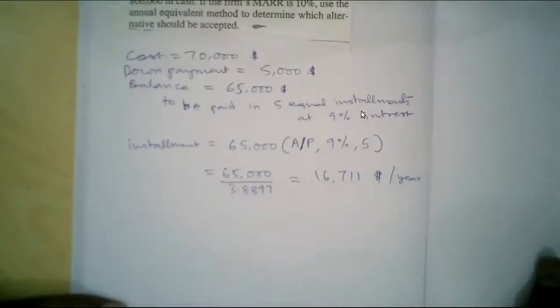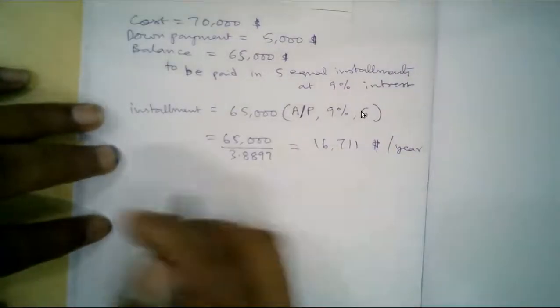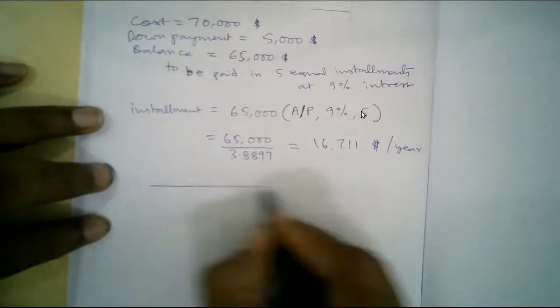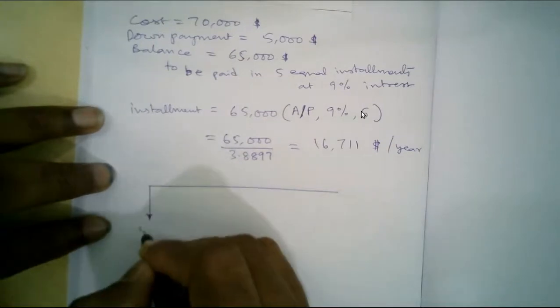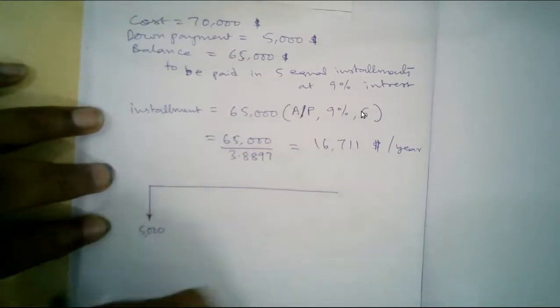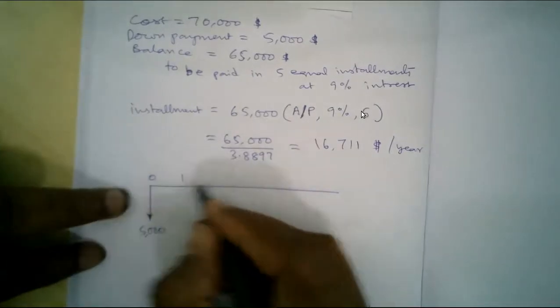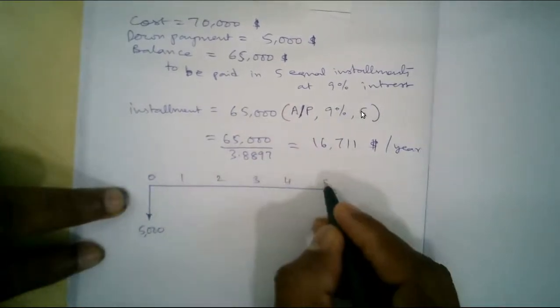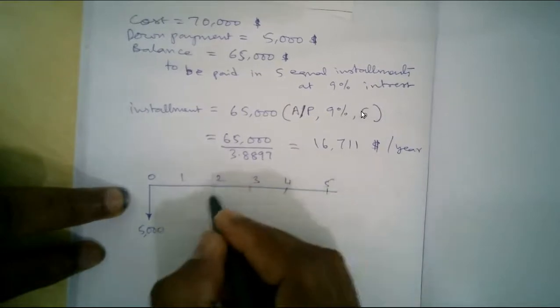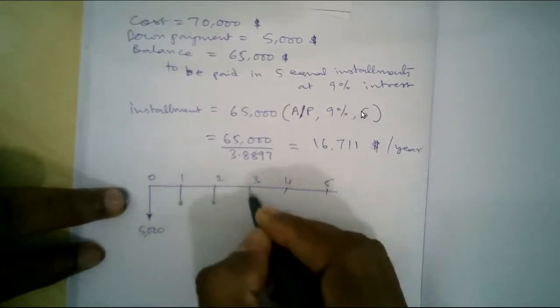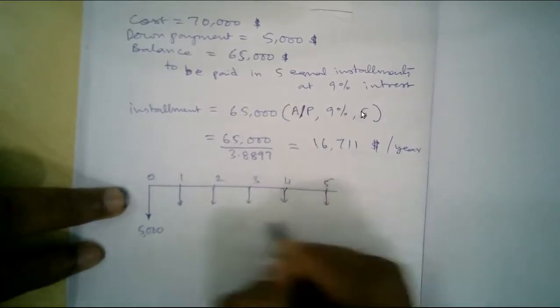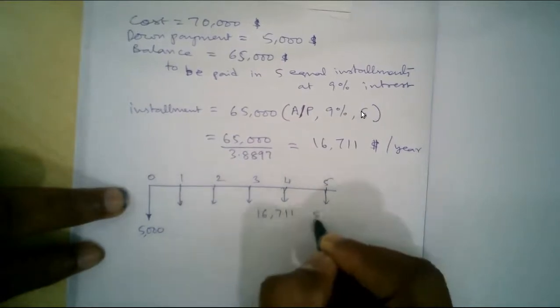Now let me draw the cash flow diagram. The cash flow diagram is like this. First, I pay 5,000 in the first year, at 0, and then 1, 2, 3, 4, 5. Every year I'm paying the equal amount. That is the EMI, that is $16,711 per year.